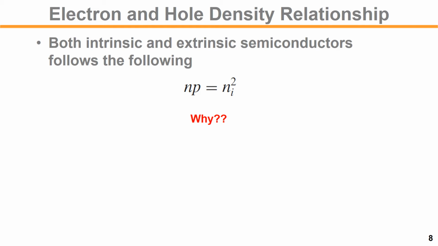Now an important relationship arises. In both intrinsic and extrinsic semiconductors, the following is satisfied: the number of electrons per unit volume times the number of holes per unit volume is always equal to the intrinsic carrier number squared. Why does this relationship hold true? We will see why in the next slide. This is a very important and very handy relationship.